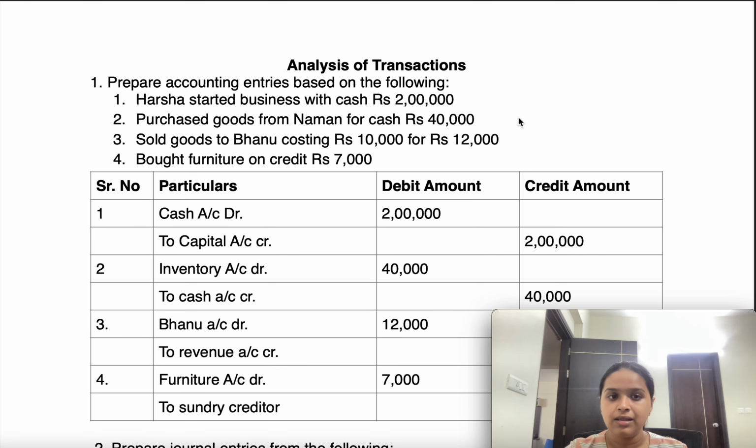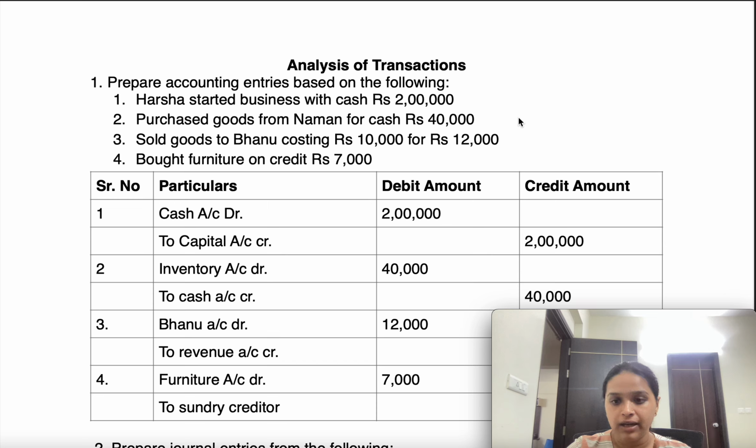Next is sold goods to Bhanu costing rupees 10,000 for 12,000. So what she did, she has some goods which she purchased for 10,000, but instead of 10,000 she is able to sell them at a profit. So she sold the goods to the customer for 12,000, right? But here it is not mentioned that she has sold the goods on a cash basis, so we have assumed that she has not received the cash yet.